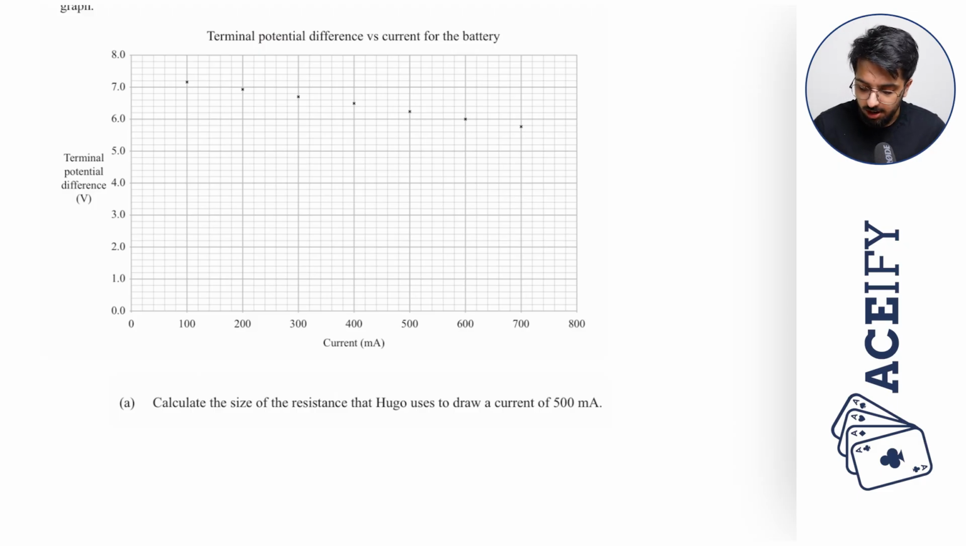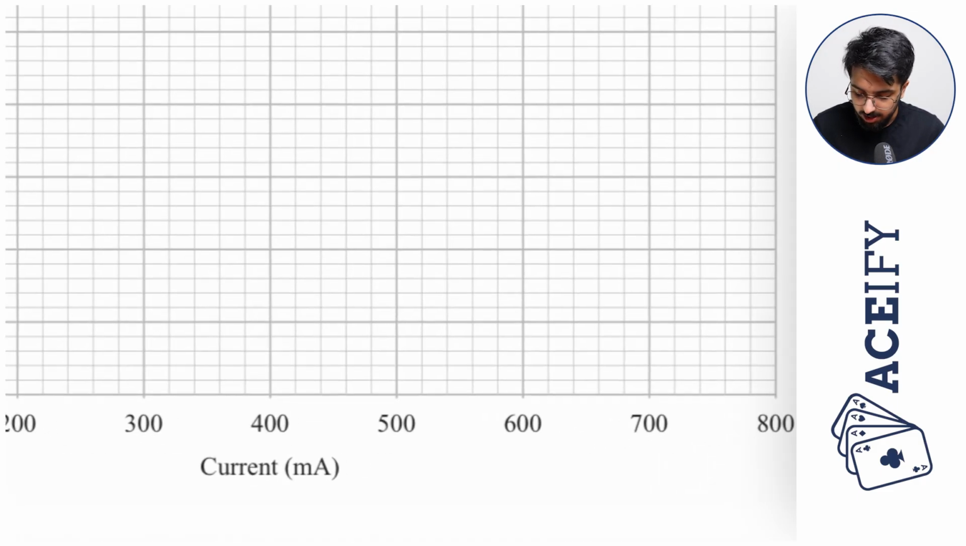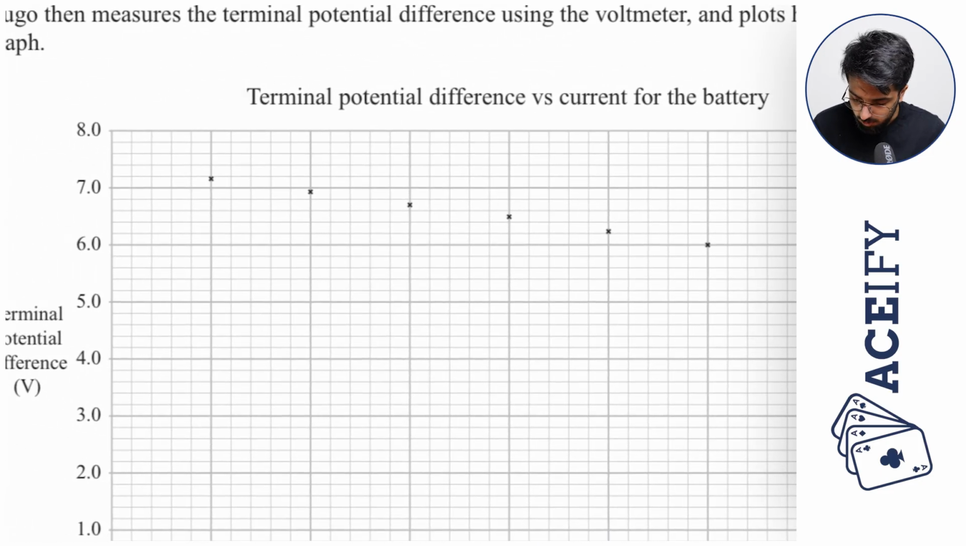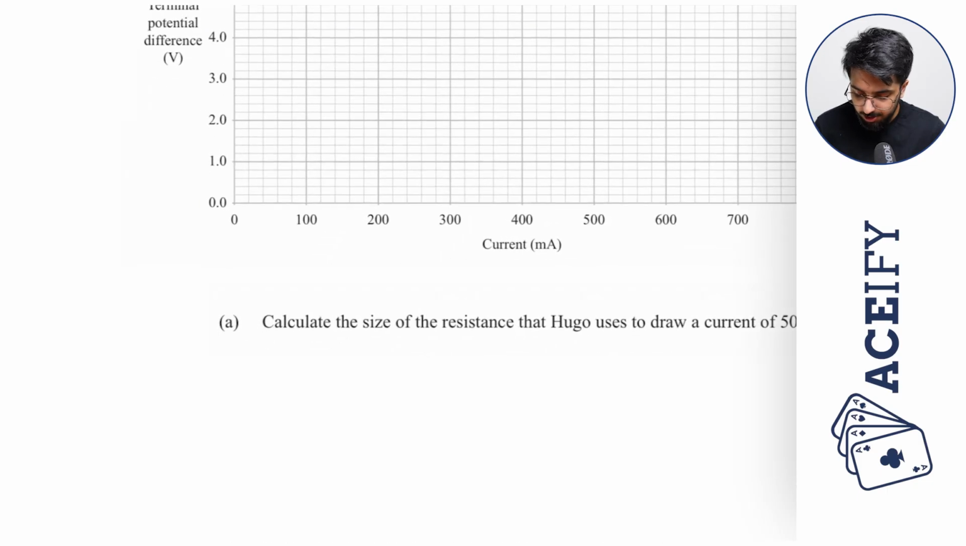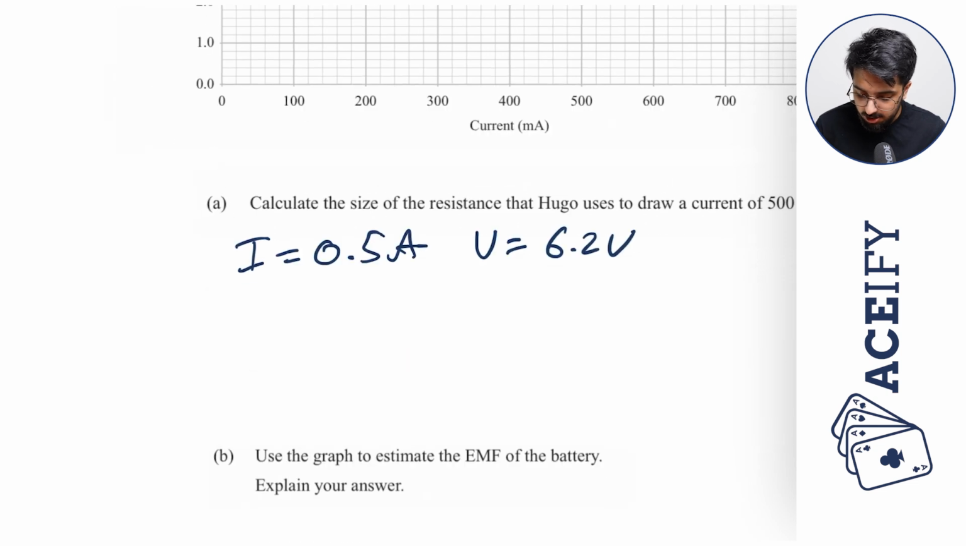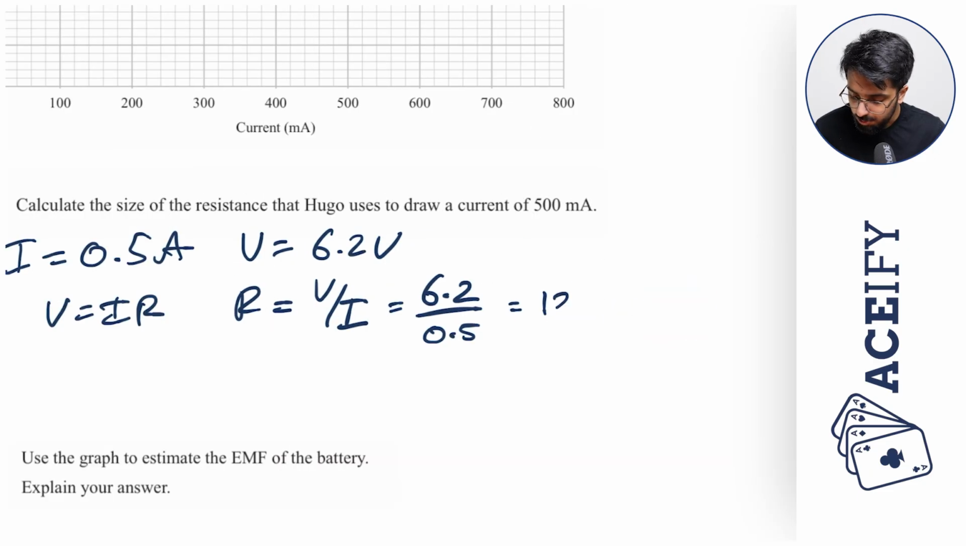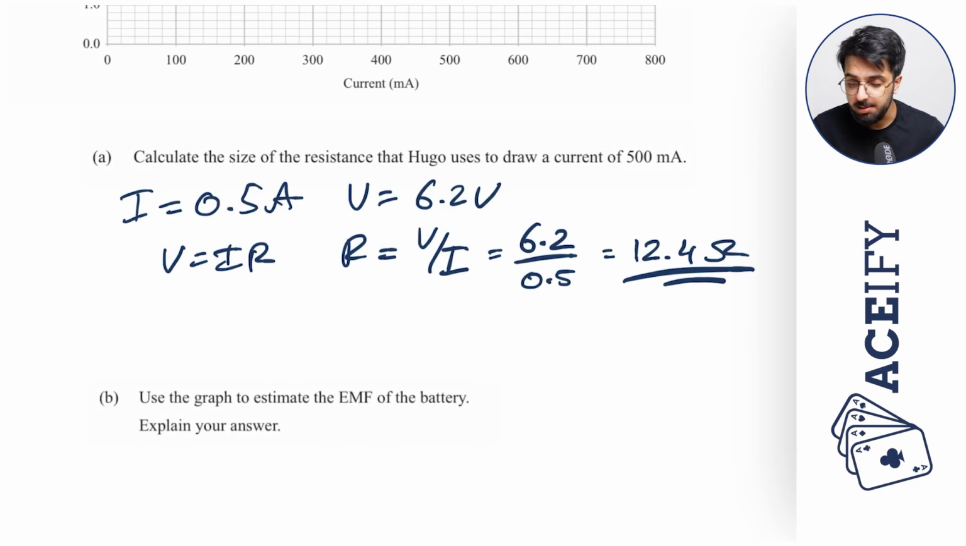So if we look at our graph, we can see that this right here is 500 milliamps, and if we go up, we can see that we get 6.2 volts, okay? And so therefore, we know our current is obviously 0.5 amps, and our voltage is 6.2 volts, and so therefore, as V is equal to IR, and therefore R is equal to V all over I, we get 6.2 all over 0.5, and we get 12.4 ohms. There we go. Use your graph to estimate the EMF of the battery.